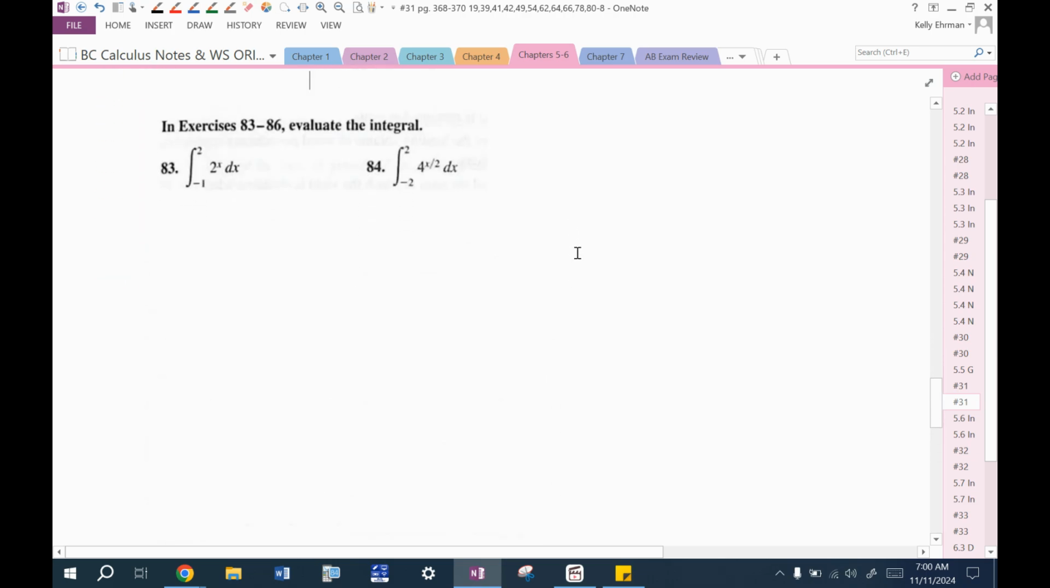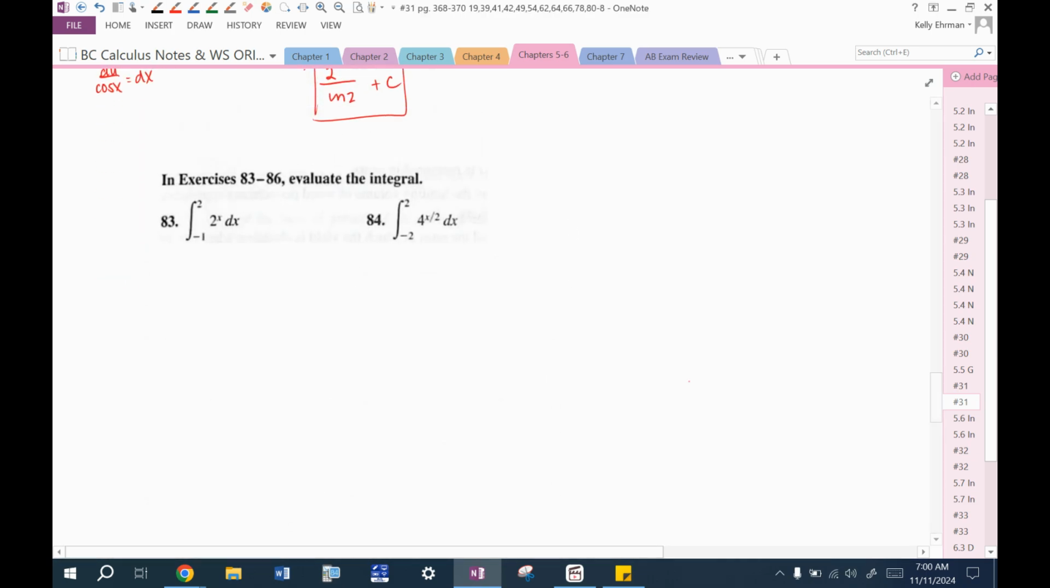Evaluate the integral. So for this one, opening my calculator because I just saw that I've got some more problems down there. For this one, same idea, but we're just evaluating. So no u sub needed here. The integral of 2 to the x is 2 to the x divided by natural log of 2, going from negative 1 to 2. So 2 squared is 4 over ln 2 minus 2 to the negative 1 over ln 2. So they're both over ln 2.